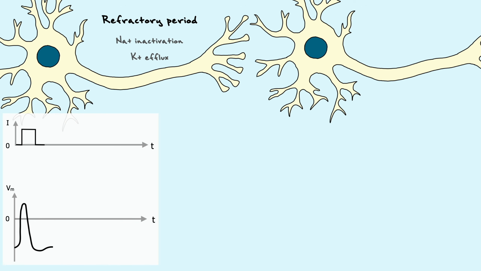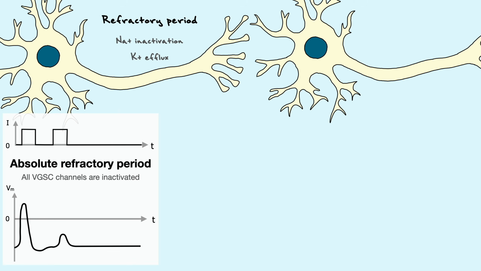If the first neuron fires an action potential very shortly after the first one, it is possible that the second neuron might not even be able to fire an action potential. This is caused by the fact that all of the voltage-gated sodium channels in the second neuron are inactivated. This state is referred to as the absolute refractory period.